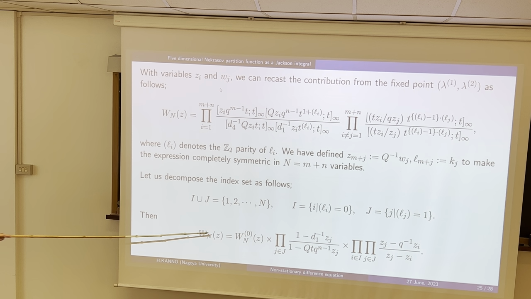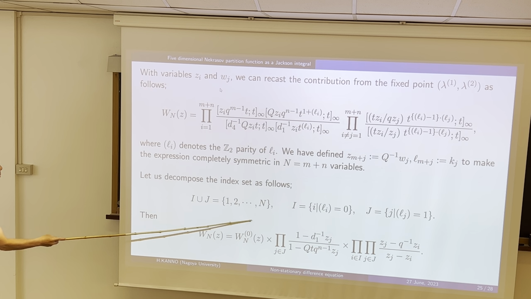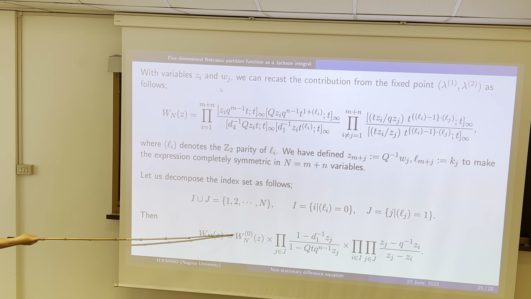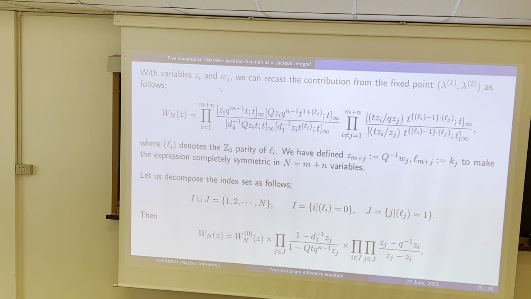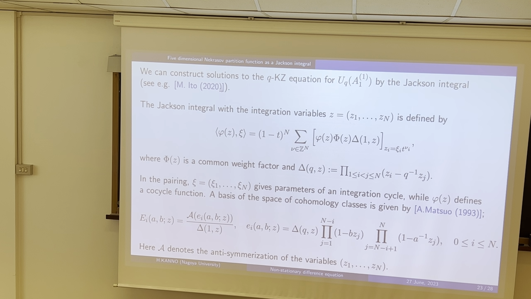So we can factorize in this way, and this part is a contribution from the Young diagrams where all the columns are even. Okay, so this is some combinatorics. We can factorize this total negative factor. And this exactly corresponds to the formula of the Matsuo basis.